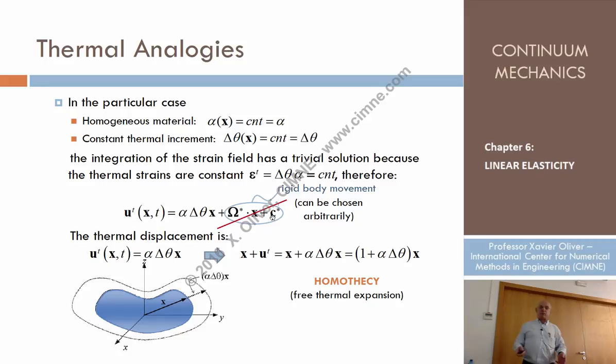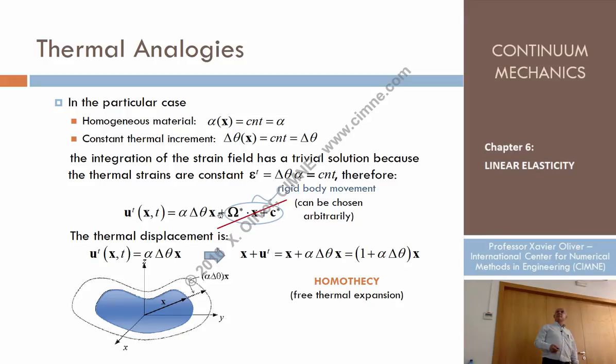If you compute the symmetric gradient of that, what is the gradient of that? That is alpha delta theta times 1. What is the symmetric gradient? Alpha delta theta times 1 plus alpha delta theta times 1, times one half, so alpha delta theta times 1. In other words, this solution fulfills the condition that the symmetric gradient of this is alpha delta theta times 1, which is the thermal expansion. So I can anticipate that under a constant temperature and a constant expansion coefficient, the solution for the thermal displacements is alpha delta theta times x plus a rigid body motion.